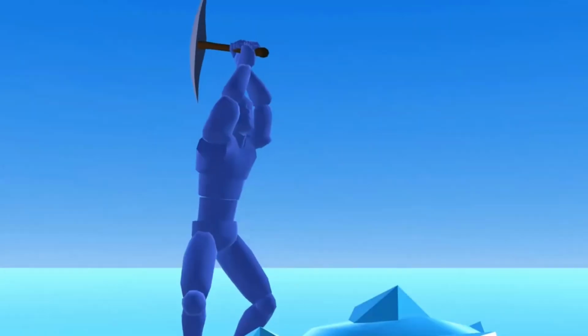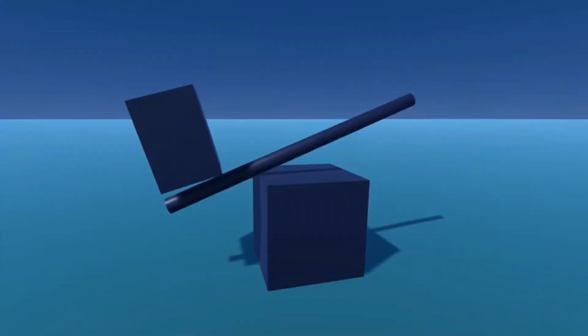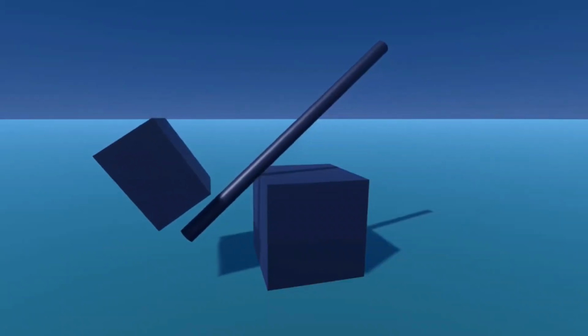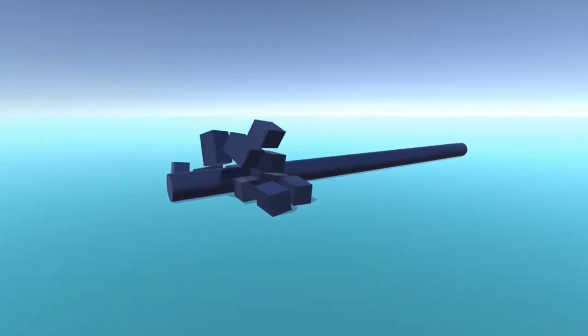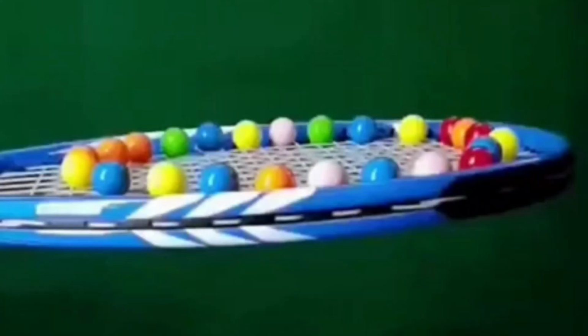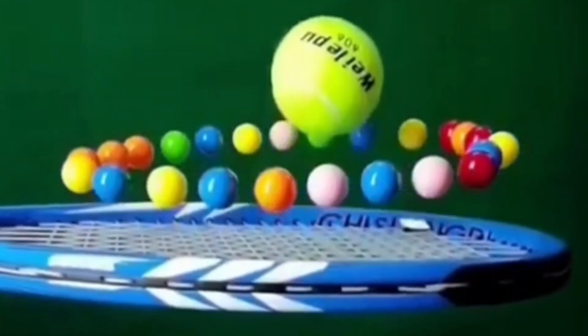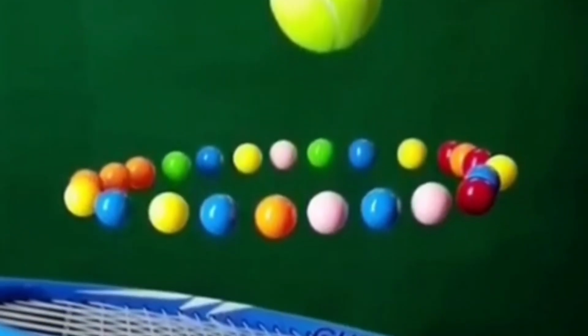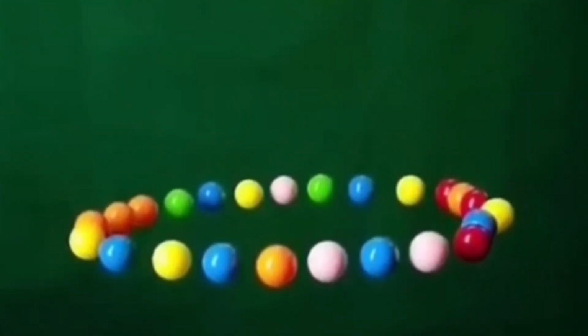Torque. The rotational equivalent of force, a measure of how effectively a force can cause rotation, measured in newton meters. Moment of inertia. An object's resistance to rotational acceleration, which depends on the object's mass distribution and shape.